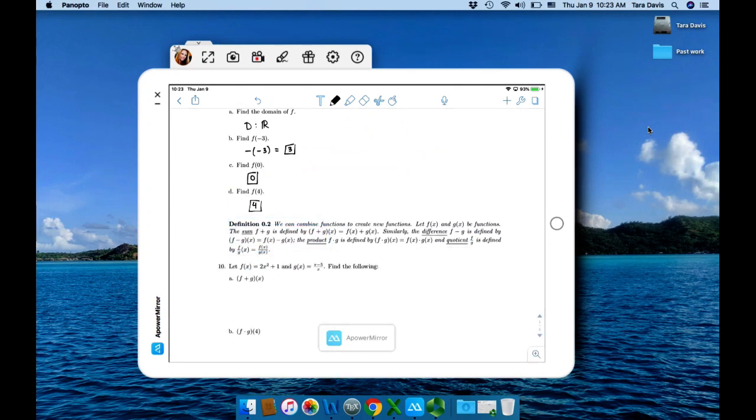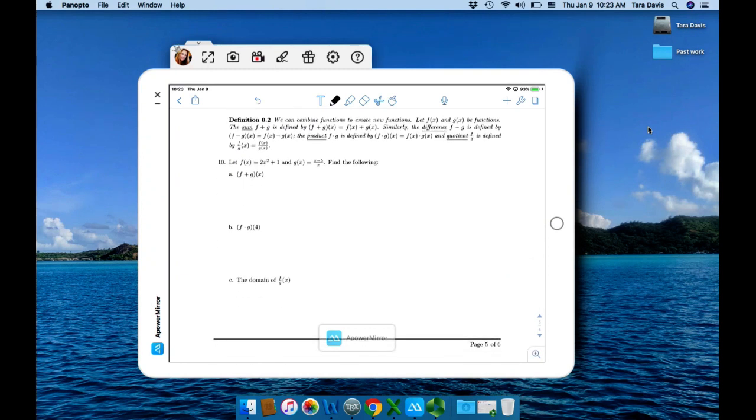Alright, so that's piecewise functions, and then we do have to speak about combining functions in similar ways that we can combine numbers. So definition 2. We can combine functions to create new functions. Let f of x and g of x be the names of two functions. Then the new third function called the sum f plus g is defined in the natural way by f plus g evaluated at x is equal to f of x plus g of x.